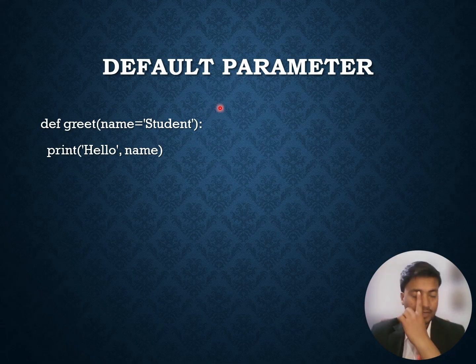Here we take a default parameter. A default parameter means it takes a default value. Here we define greet with name equal to student, and print hello name. The output is hello student, because it takes the default value.